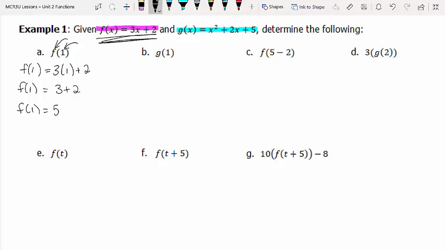Try part B. Pause the video and try part B. You're taking the function labeled g and replacing x with 1. This is what you should get: g at 1 is 8. Part C is saying take the function labeled f, but replace x with 5 minus 2.